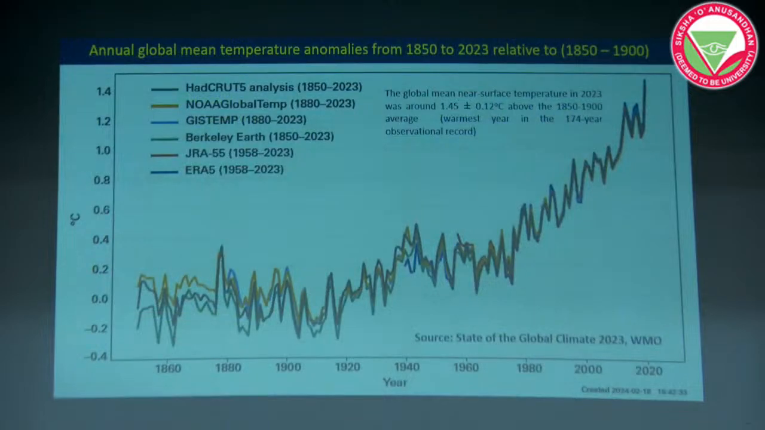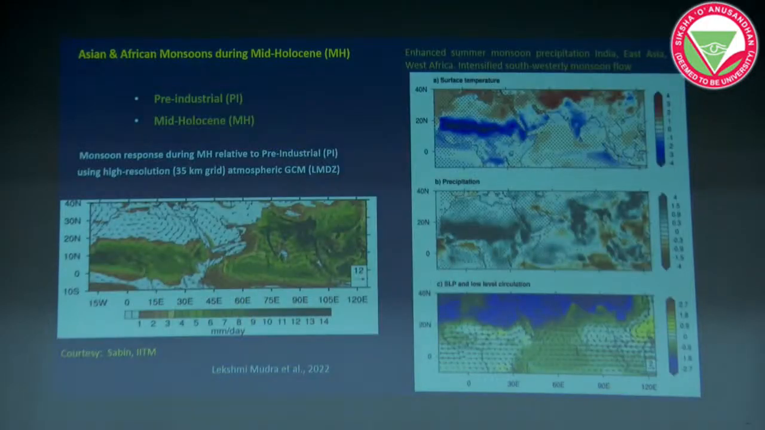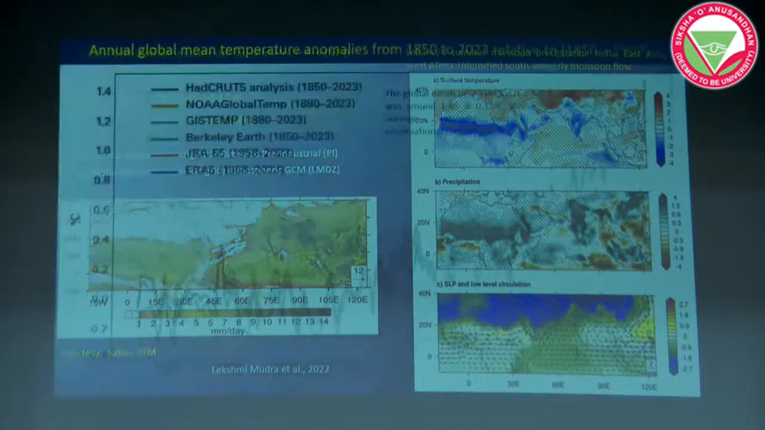And these are some simulations we did with our own climate model at IITM. We examined how the mid-Holocene monsoon was. Both the Indian monsoon as well as the West African and East Asian monsoons were enhanced, both in the precipitation and circulation. This was the PhD work of my student, Lakshmi Mudra.